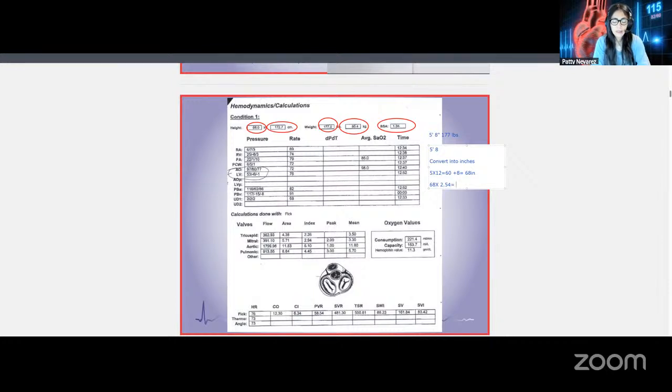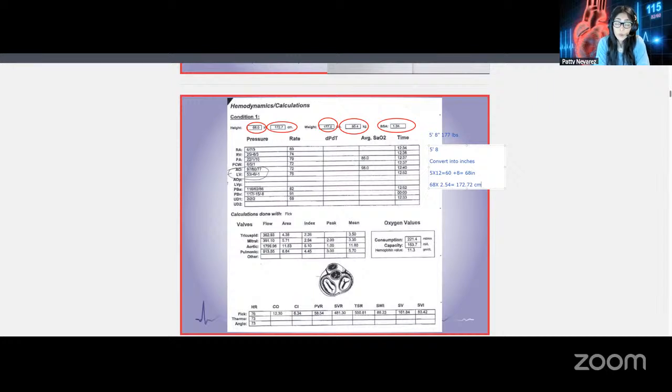Now, I'm going to give you a calculator so you can calculate that. I'm going to pull my phone and do this real quick. So it's 68 times 2.54, and it is 172.72 centimeters. That's my result.